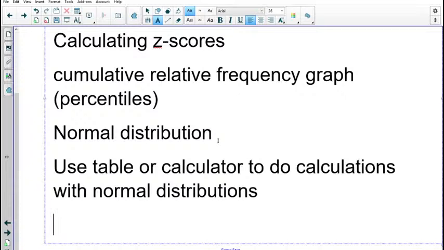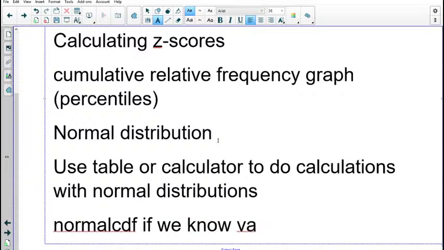Remember, on the calculator, normal CDF is what you're going to use if we know the value and want the proportion. So if we're trying to find what proportion of values, or a percentile that a certain value is at, then we want to use normal CDF. We calculate the z-scores and read the z-scores off the table, or put in normal CDF with the lower, upper, mean, standard deviation.